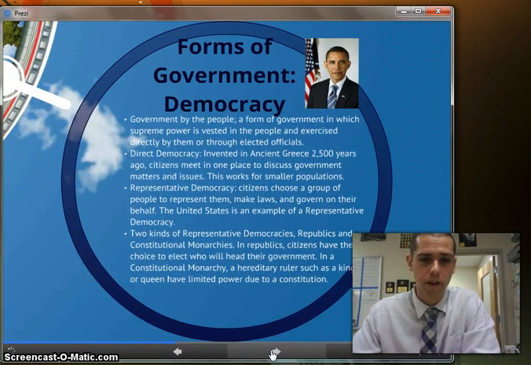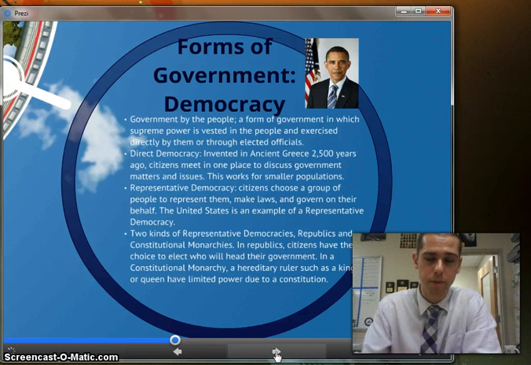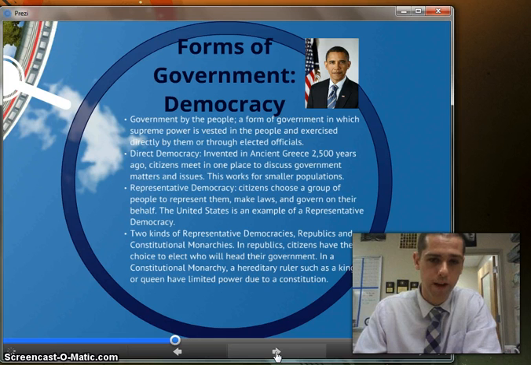Forms of government. Democracy is one of the more important ones, and as you can see by Barack Obama up here in the corner, is the one that we currently have. Government by the people, a form of government in which supreme power is vested in the people and exercised directly by them through elected officials. The basic idea behind democracy is you elect people who are in charge, and you elect them by voting. There are two main kinds that you have to focus on, however. There's direct democracy and representative democracy.